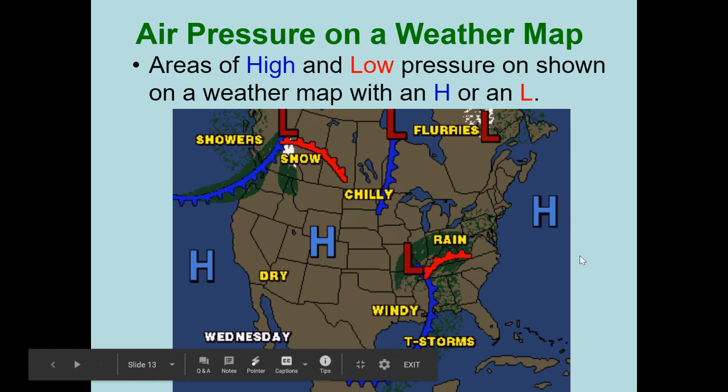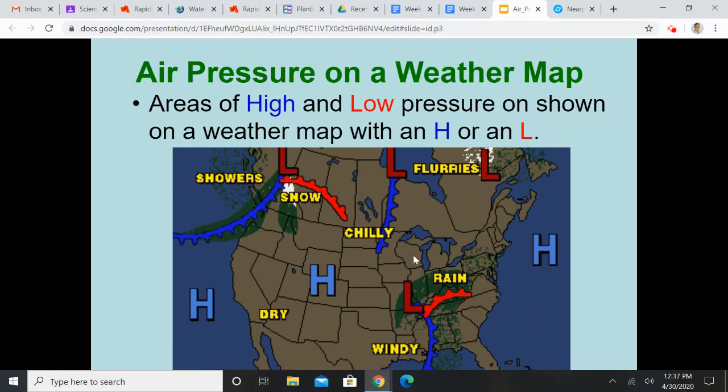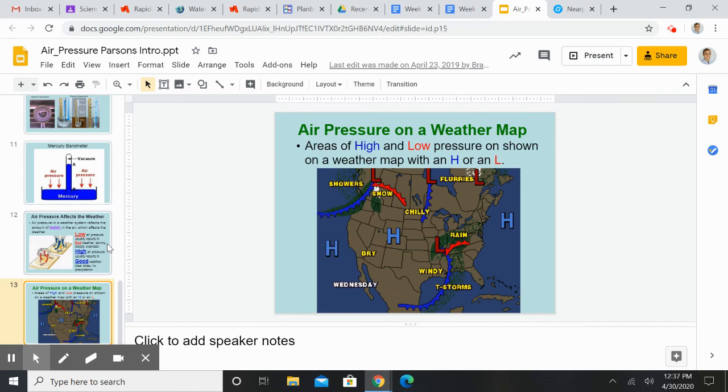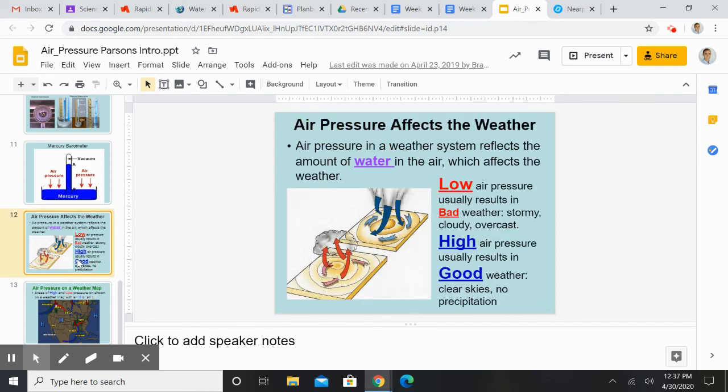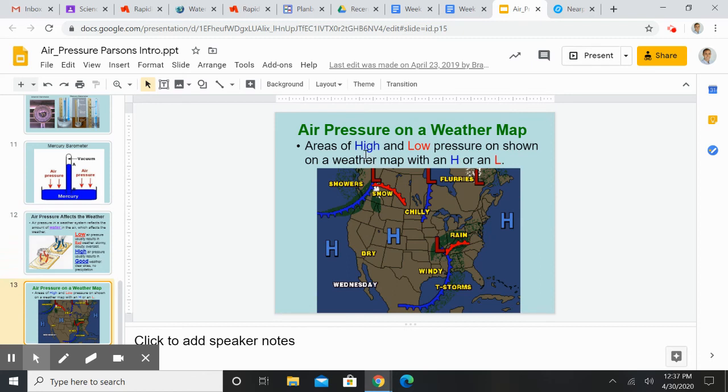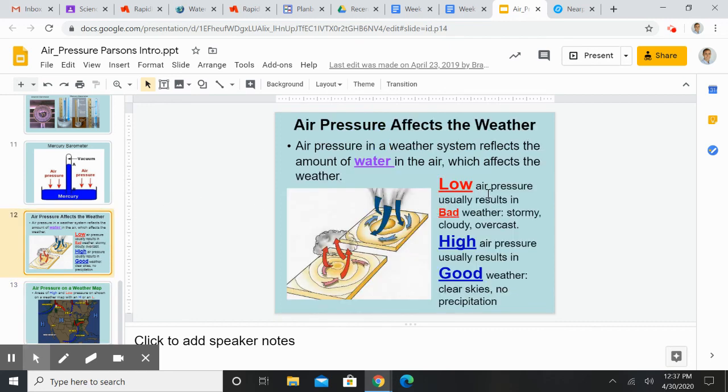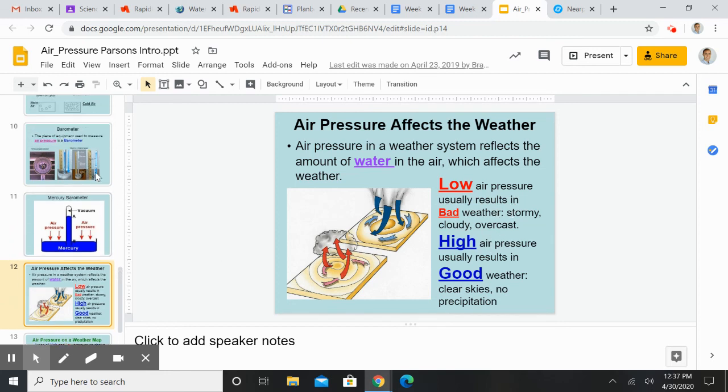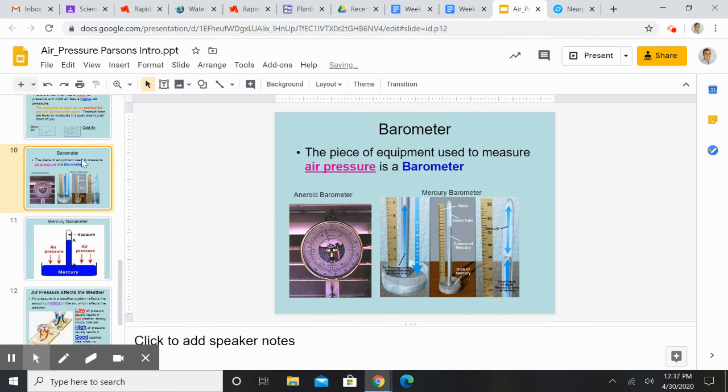Okay. That's going to do it for our slides today with air pressure. Again, what I want to stress here is make sure these things are in your notes, especially this slide. I'll just go through and say what you want in your notes. You want high pressure represented by the H and low pressure represented by the L. You want to talk about the type of weather associated with low air pressure, type of weather associated with high air pressure. That air pressure is measured by a barometer.